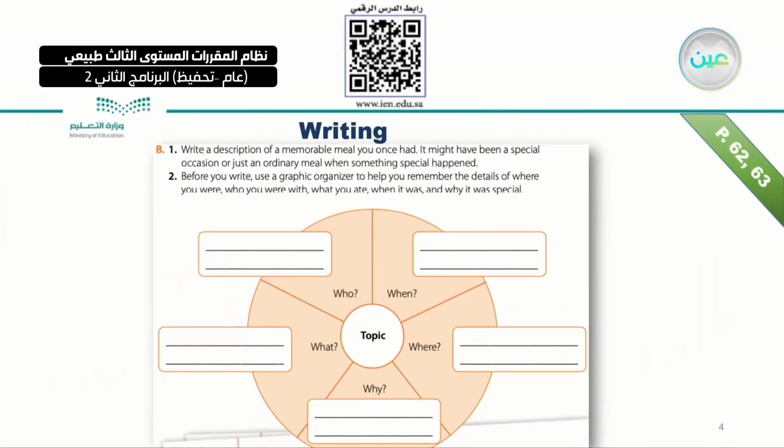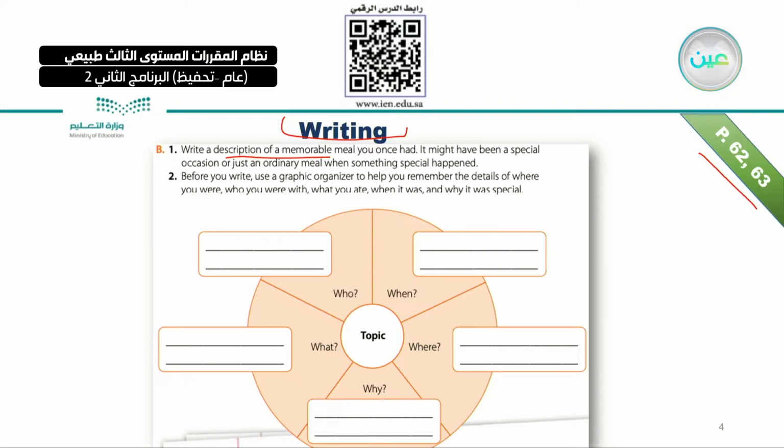Good. Now we will move to writing, here on pages 62 and 63. You are going to write a description of a memorable meal. How are you going to do this? It might have been a special occasion or just an ordinary meal when something special happened.